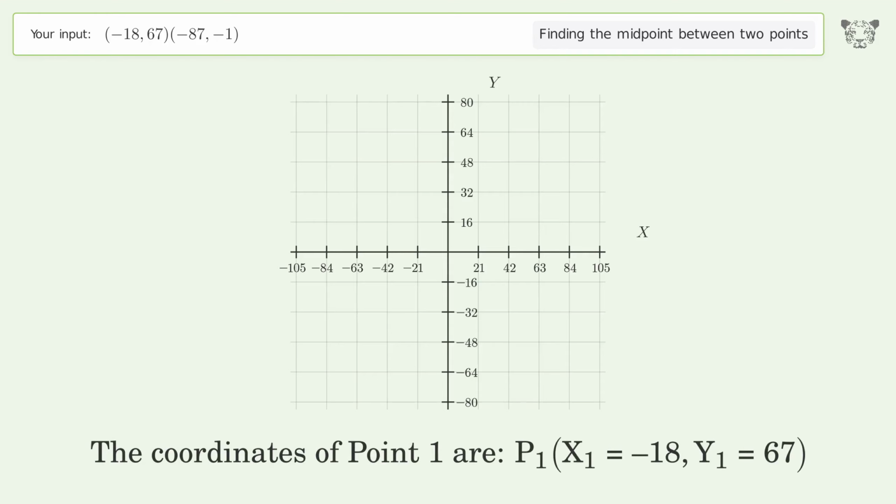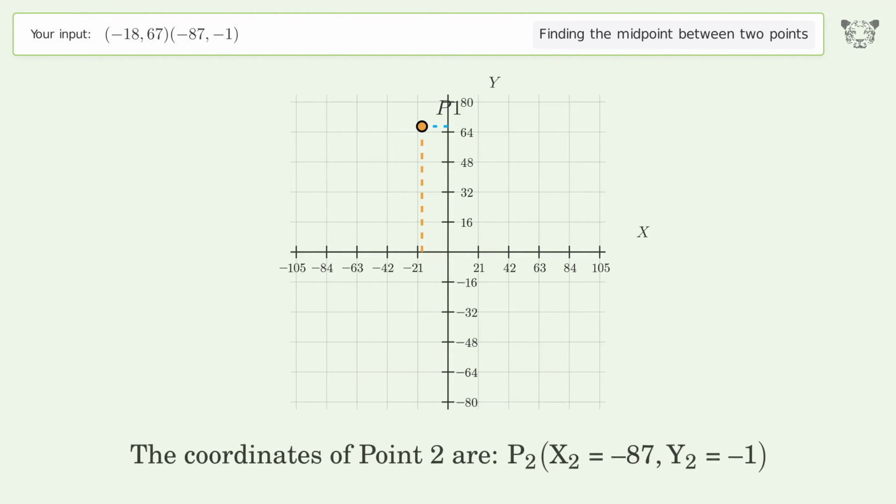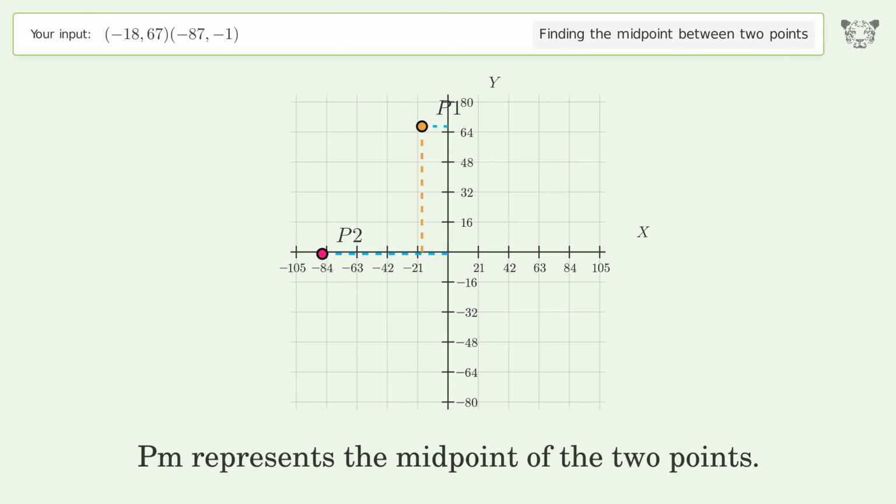The coordinates of point 1 are, x1 equals negative 18, y1 equals 67. The coordinates of point 2 are, x2 equals negative 87, y2 equals negative 1. PM represents the midpoint of the 2 points.